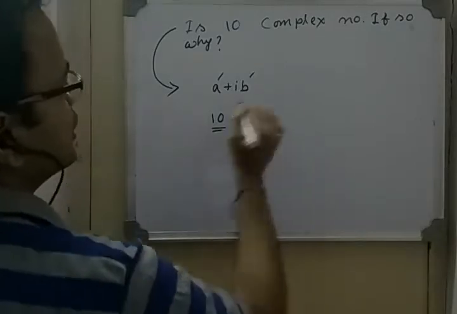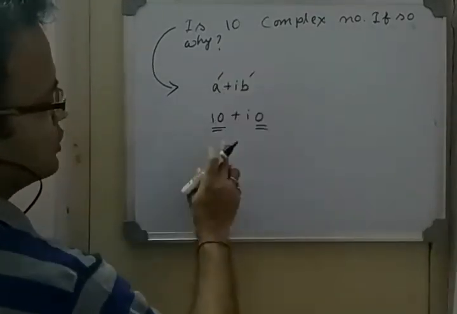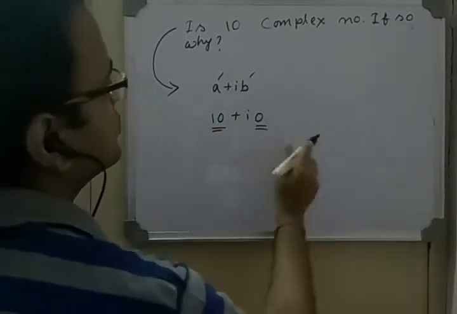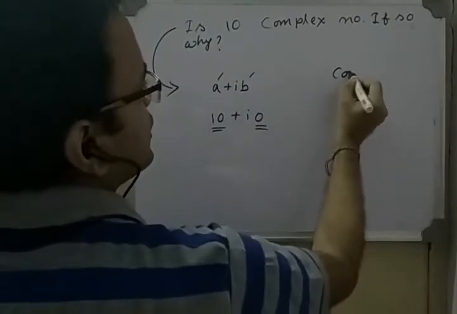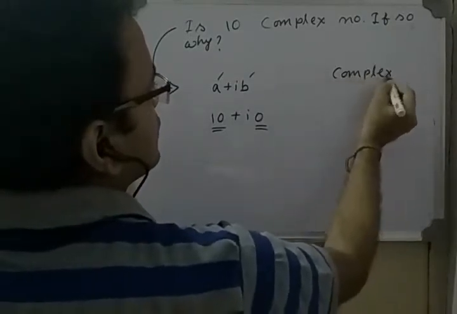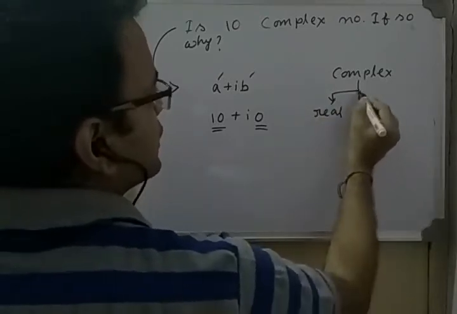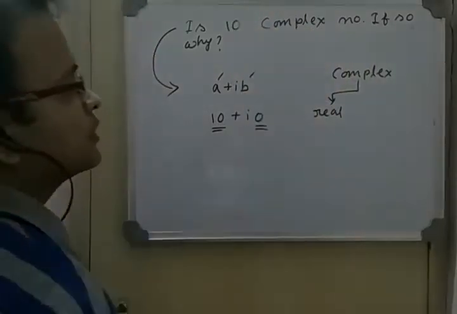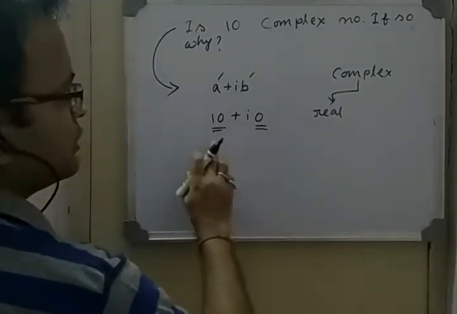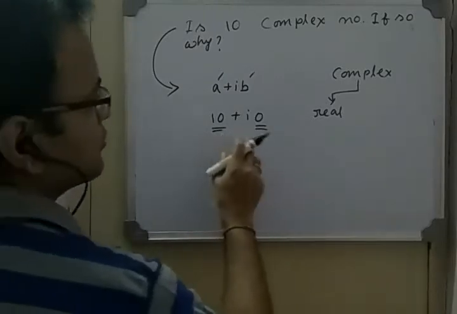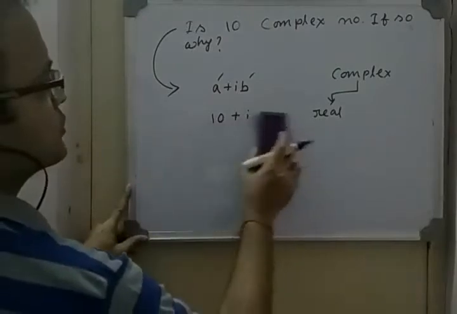The reason is this. Is 10 a complex number? Answer is yes. If so, why? Because we can express it in a plus ib form. And every real number is a complex number. Any real number, whether it's a rational number or irrational number, every number can be expressed as a plus ib. So all are complex numbers. Even 0 is also a complex number.